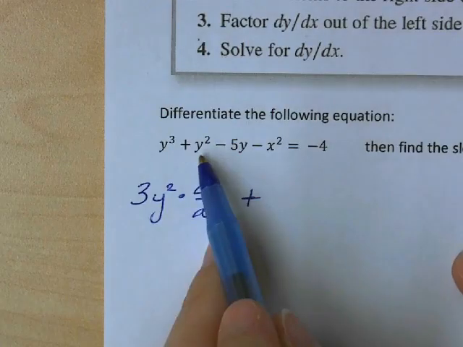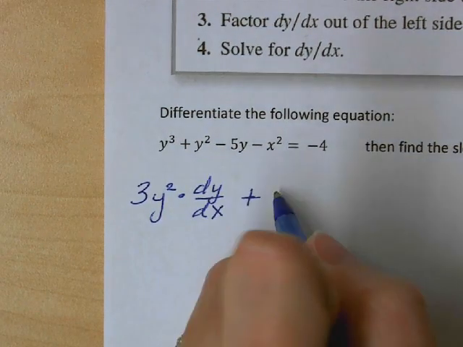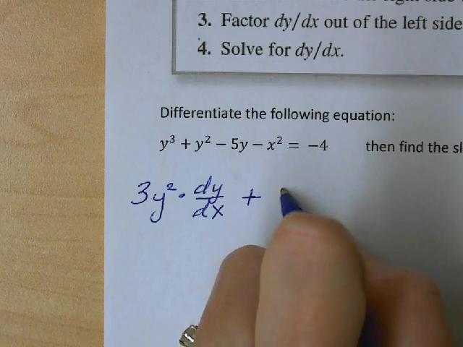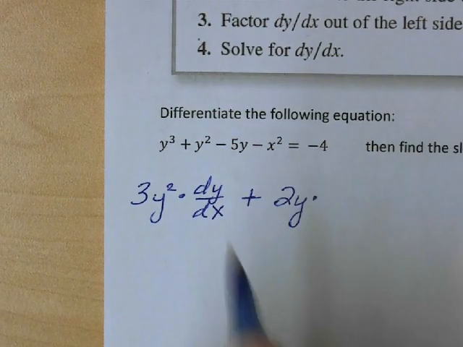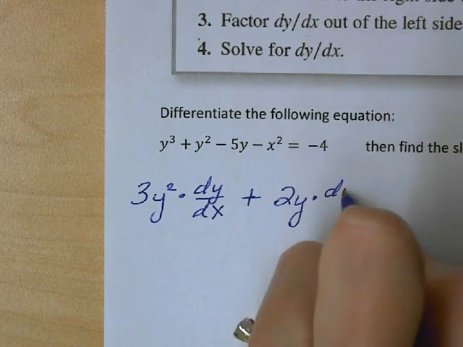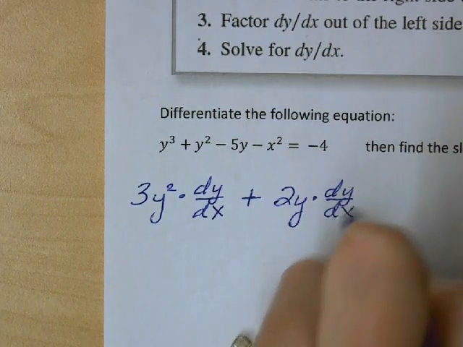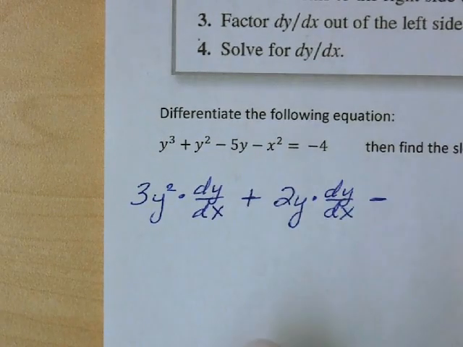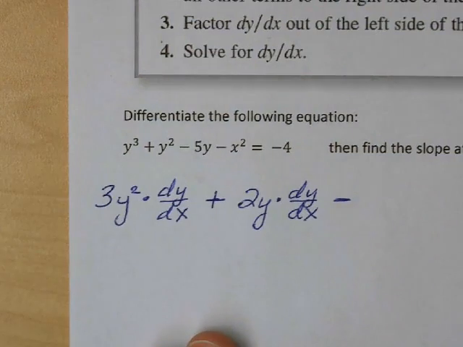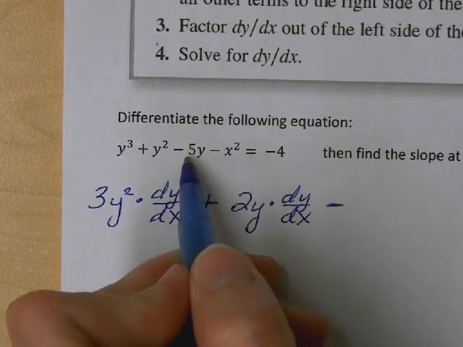Okay, what's the derivative of y squared? 2y times what? dy dx, yep. It's kind of weird. Takes a little getting used to. Okay, now we're going to do the derivative of the next part.